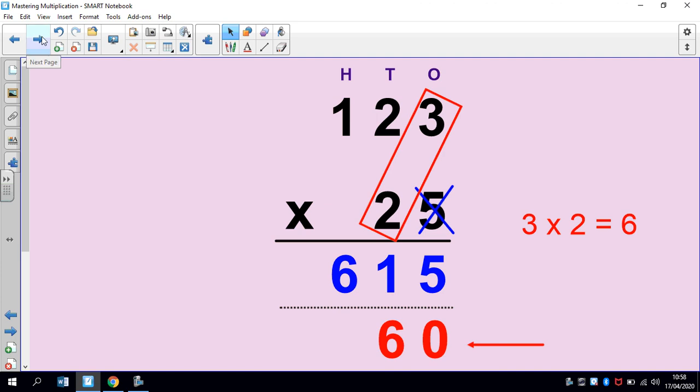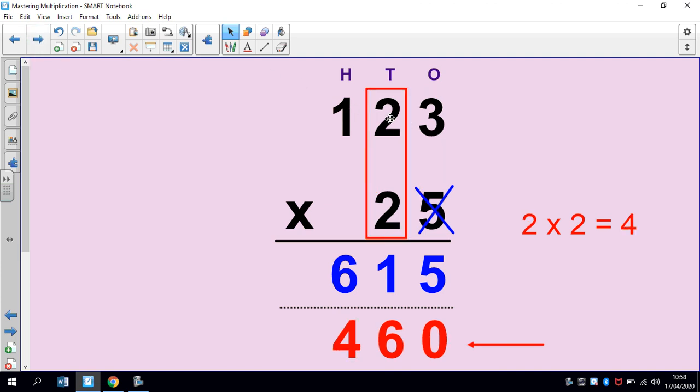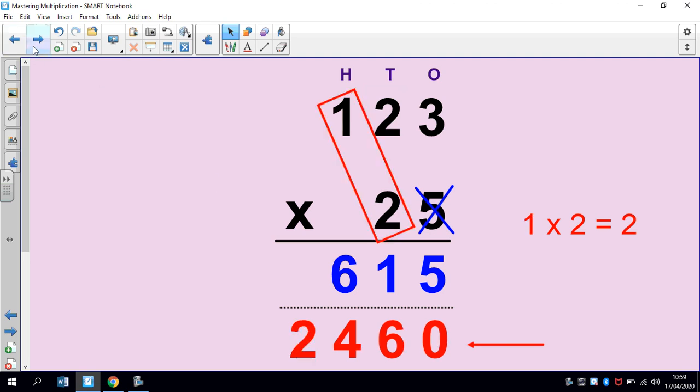Hopefully you spotted that. Next up, we do the tens, okay? 2 times 2 gives us 4, which means we place that 4 in the next available column, giving us an answer of 460 so far. And finally, we've got 1 times 2, which we know is 2. Okay, and the product we get is 2,460. That is the answer from multiplying 123 by 20.